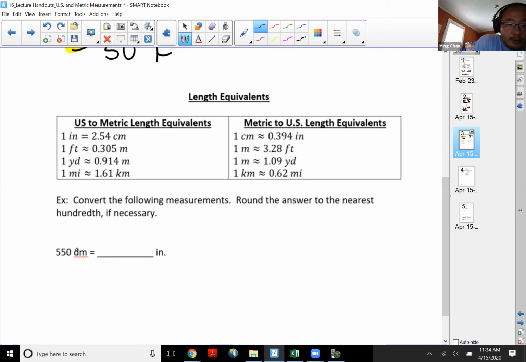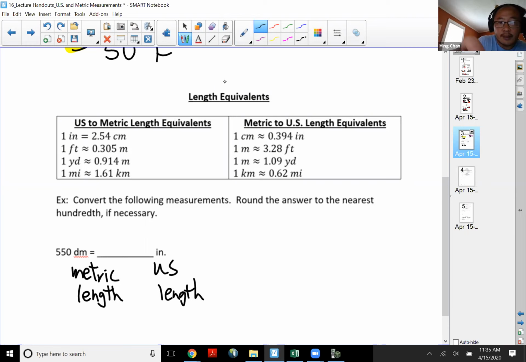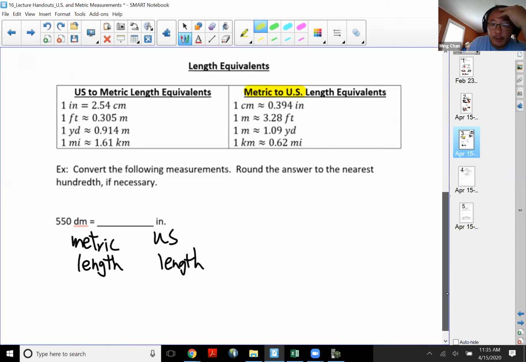So decimeter is actually metric for length, right? Inch is US for length. Okay, so if I'm starting from metric to US, I use the right-hand side, metric to US. Do I see anything between deci to inch? No, I don't have any deci. Here, I only got centimeter, meter, and kilometer. Okay, so here we go. We don't have a direct conversion.